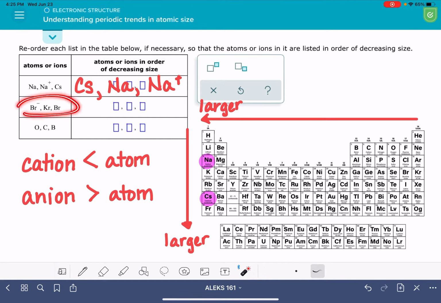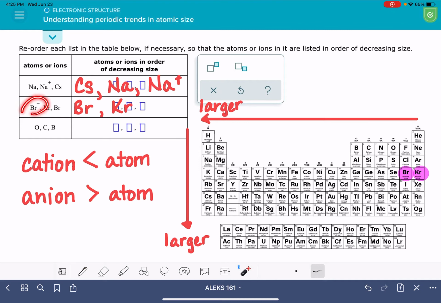Let's do the same thing for our next set. Let's go find those guys on the periodic table. We have bromine and we have krypton. Now, to make sure that this problem is not too complicated, all of your elements are either going to be in the same column or in the same row on the periodic table. Okay, so we're just going to start by comparing the atoms to each other. The bromine atom is on the left side of krypton, so that means that the bromine atom is larger than the krypton if we're just comparing those two.